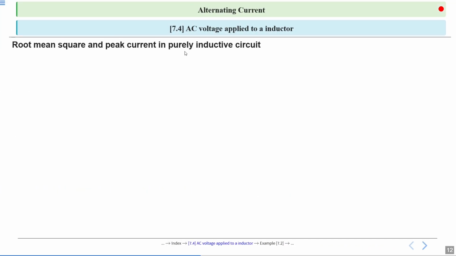Now the root mean square and peak current in the purely inductive circuit. The expression Im equal to Vm upon omega L can be written as Im equal to Vm upon XL. This is the expression for the peak value of current. Mark it as equation 7.14.